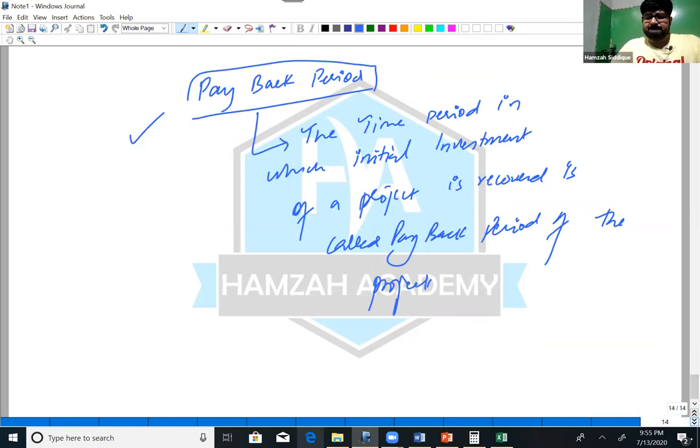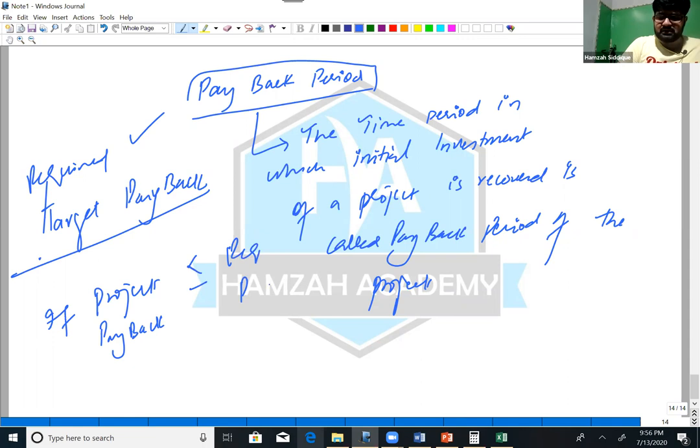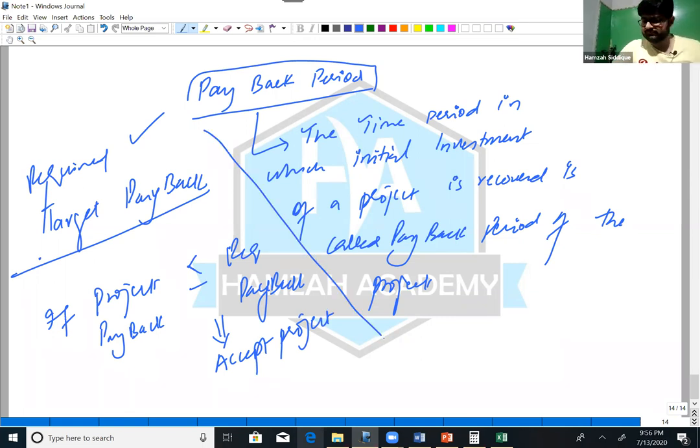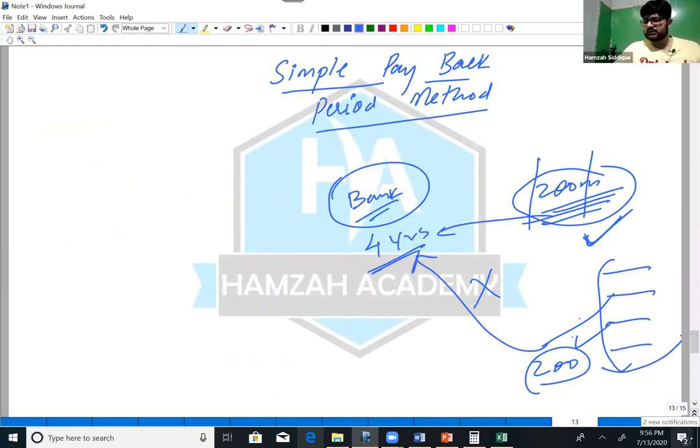Now, next. Students, companies, when they are going to invest, have a target payback, or required payback. If a project's payback is less than or equal to the required payback, we say accept the project, or vice versa. We say accept project.